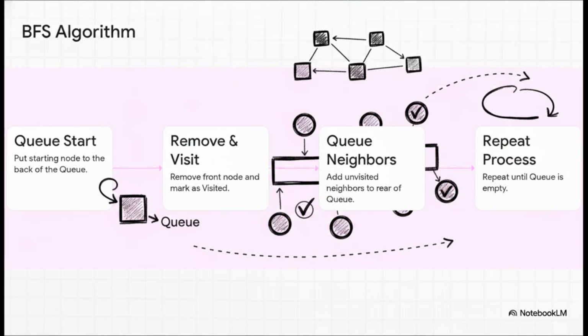You put your start node at the back of the queue, remove whatever is at the front, mark it visited, and line up all its unvisited neighbors at the back. It strictly enforces a level-by-level exploration. It's kind of like watching ripples spread out in a pond.